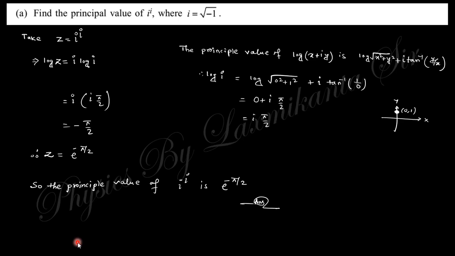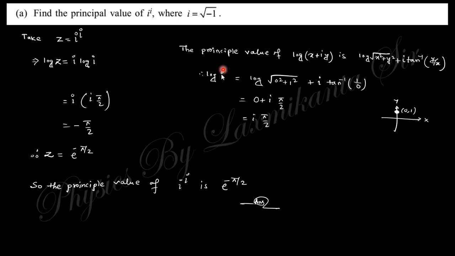First one says find the principal value of i to the power i, where i is nothing but root under minus 1. So we take z equals i to the power i. Taking logarithm on both sides, we get i log i. And what is the value of log i? This is nothing but i times pi by 2, because you know the principal value of log of (x plus iy) is log root under x square plus y square plus i tan inverse y by x.